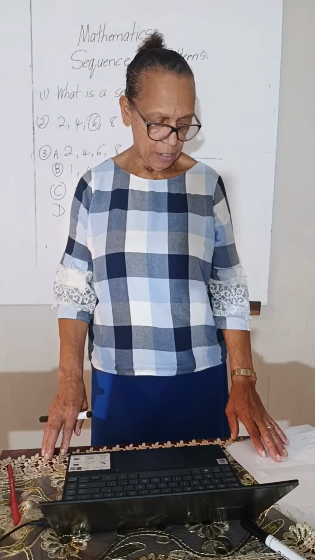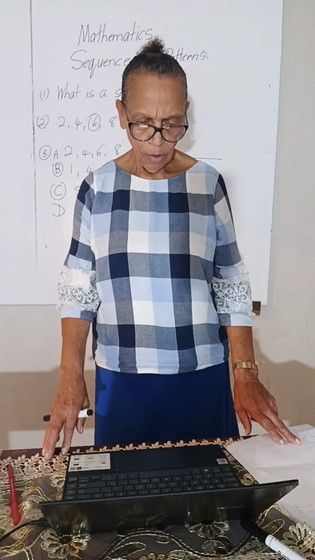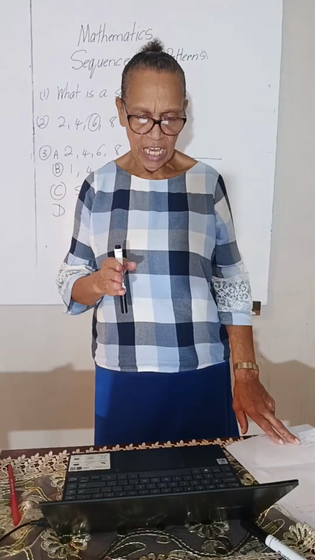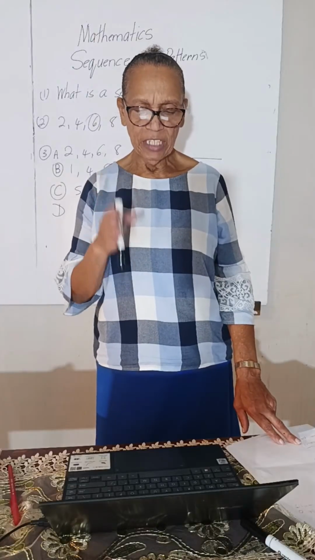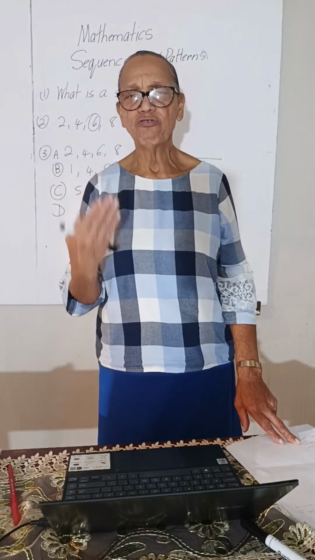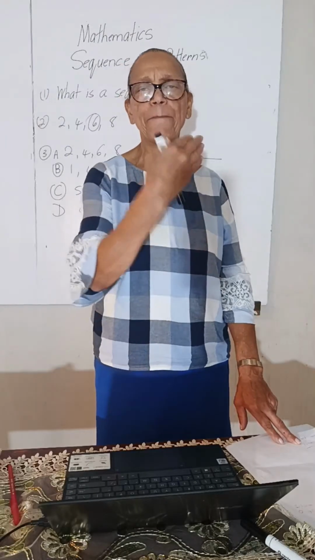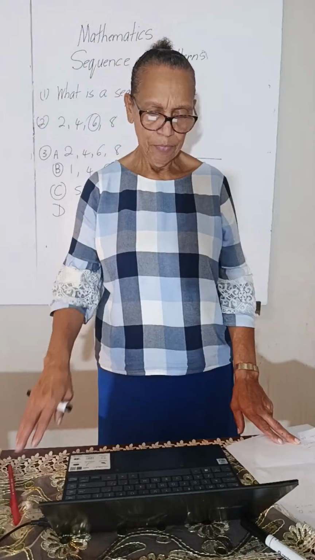Number 13. Write the rule for the sequence 30, 25, 20, 15. So they are subtracting 5 each time. Subtracting 5 from the previous term.